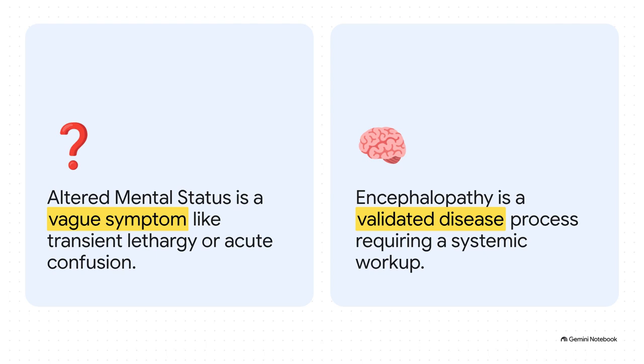Think about the etiological classifications. You have metabolic encephalopathy driven by severe electrolyte derangements or uremia. You have septic encephalopathy driven by systemic inflammation. Hepatic encephalopathy marked by elevated serum ammonia and asterixis, or toxic encephalopathy caused by medication interactions. The point is, you absolutely cannot treat these as interchangeable terms.